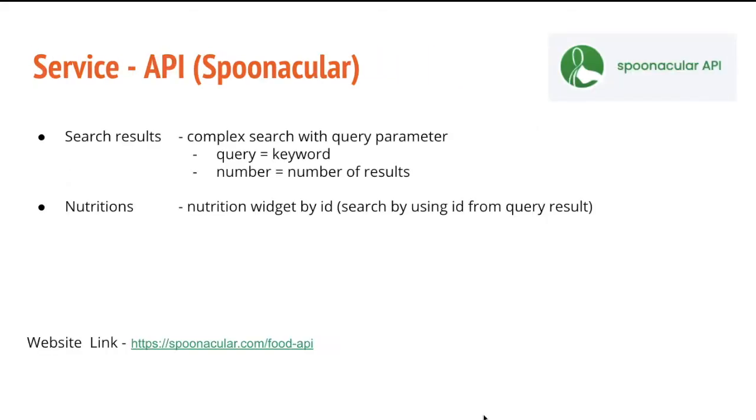So we have used an API service to show results when the user puts a keyword into the search bar. The link is from a particular API provider. We use the complex search and nutrition search. Complex search uses a query parameter to search meals by using keywords, and the number query is used to show the number of results we request. Nutrition search is done by the ID of the food from the query search and uses another link to access the data from the same provider. We have given the link to access the provider website.